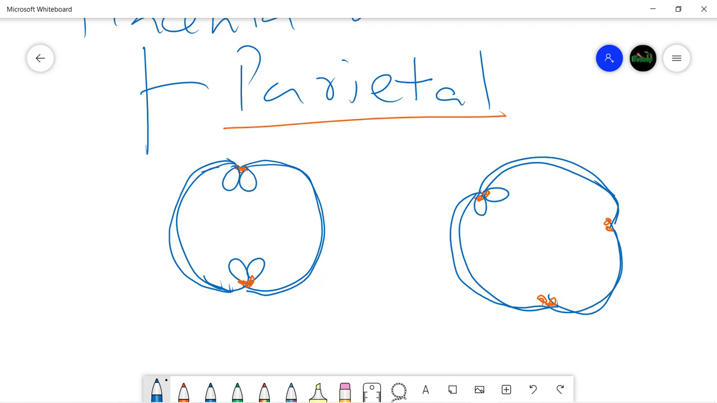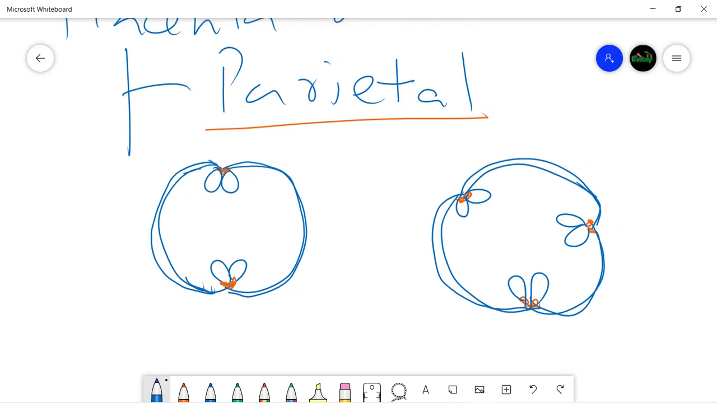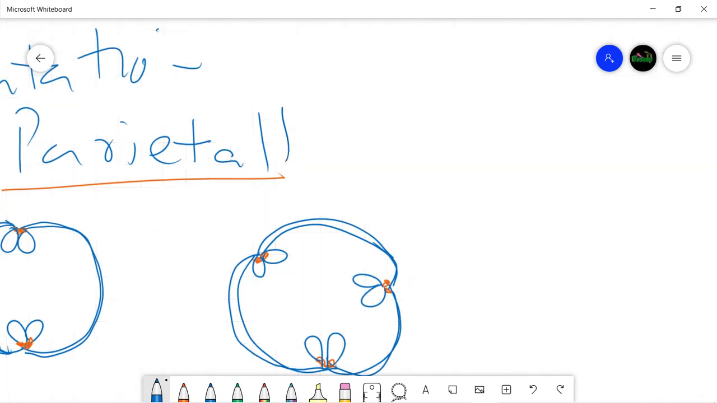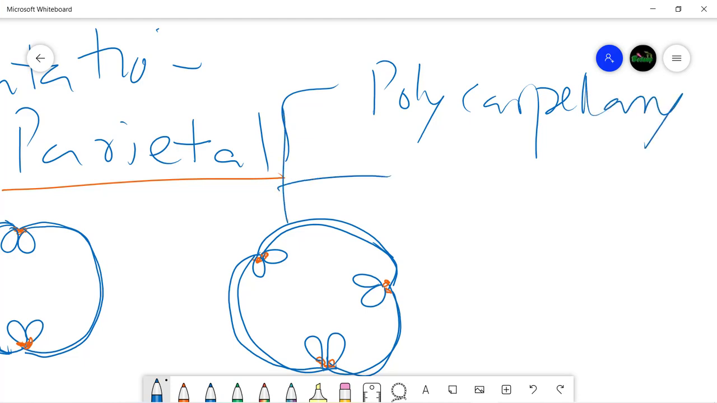So this is what we call parietal placentation. So it's totally different from axile. So let's see what is parietal placentation. Ovary is polycarpellary and syncarpous. The carpels are united, right?